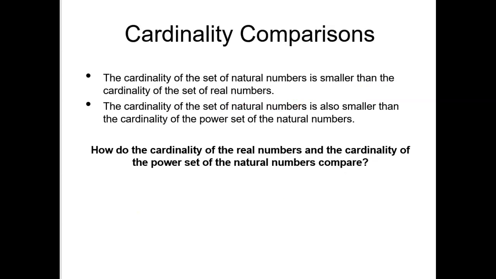The cardinality of the set of natural numbers is smaller than the cardinality of the set of real numbers. We saw that in a previous section. And then in the previous video, we saw that the cardinality of the set of natural numbers is also smaller than the cardinality of the power set of natural numbers, because the power set is greater. So how do the cardinality of the real numbers and the cardinality of the power set of the natural numbers compare?